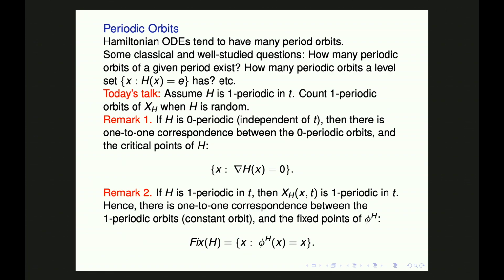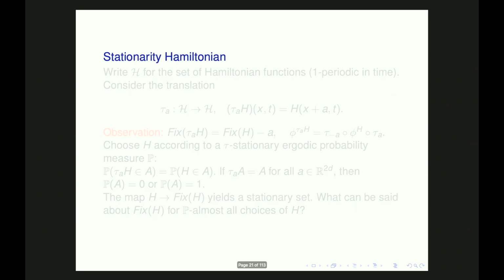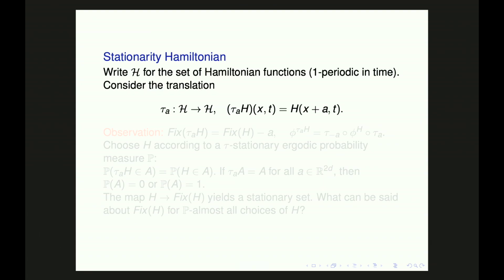And needless to say, I'm interested in the case that H is random. So let me see how randomness can enter this game. So I want to have this Hamiltonian. I want to select it randomly, and I want to select it according to some translation invariant probability measure. So let me write script H for the set of Hamiltonian functions one periodic in time, if you want. But since I reduced the problem to finding fixed points, I don't have to assume one periodicity anymore. So now you have this problem that you have a symplectic map coming from Hamiltonian ODEs, and you want to know how many fixed points it has.